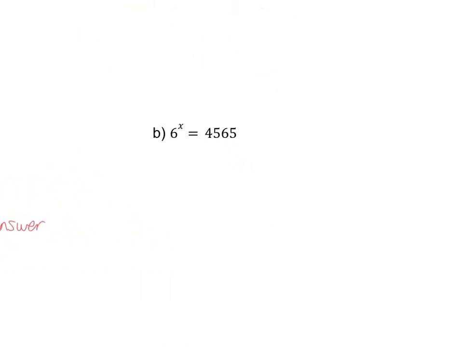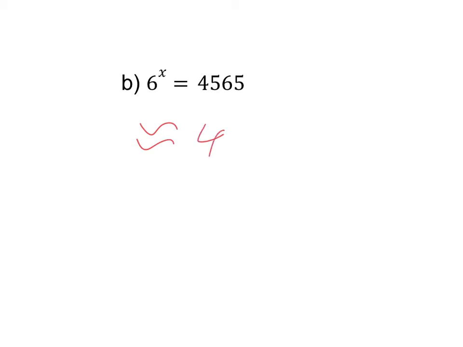But all right, so next one, same thing. You're going to graph y equals 6 to the x, and then y equals 4,565. And you're going to have to zoom or scroll way up because that's a horizontal line at 4,500, right? So when you do that, the x-coordinate is approximately 4.703.